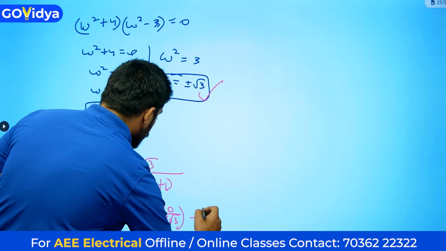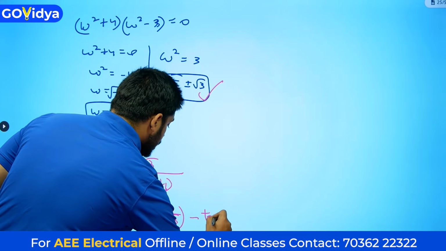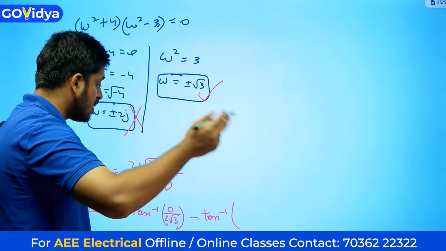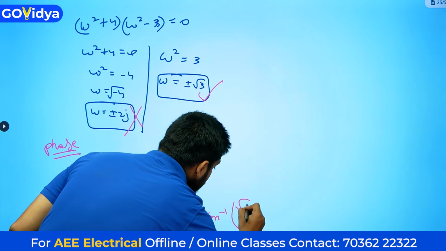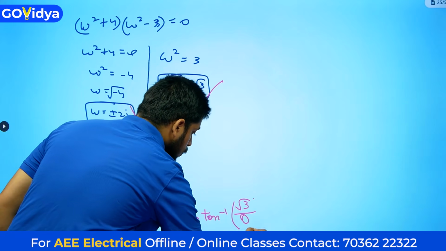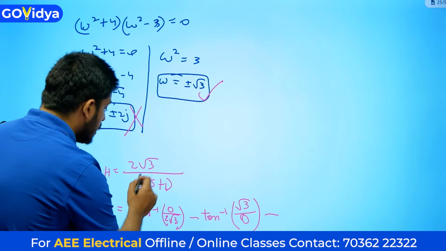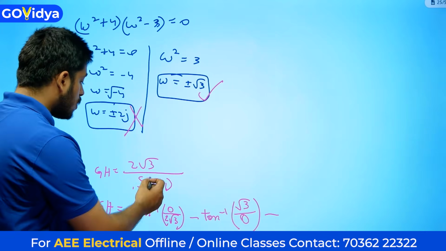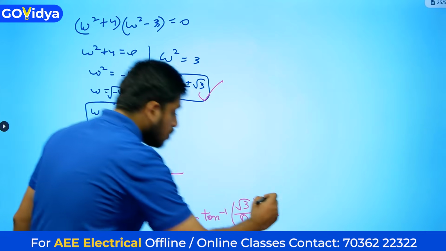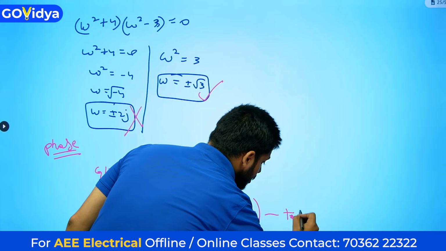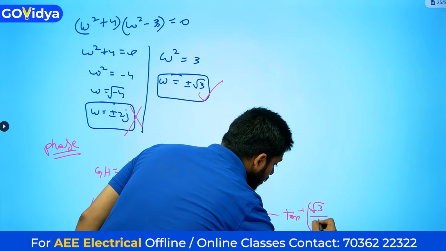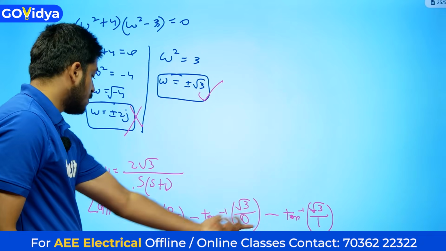Okay. So here we'll get tan inverse of J omega. So omega value is root 3, so root 3 divided by, the value of the real part is 0. Again minus. This is also minus when it's coming to phase. Again here for J omega, my omega value is root 3. So tan inverse of, sorry, root 3 by 1. Okay, this is my phase equation.